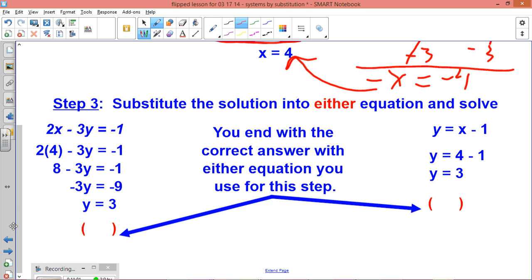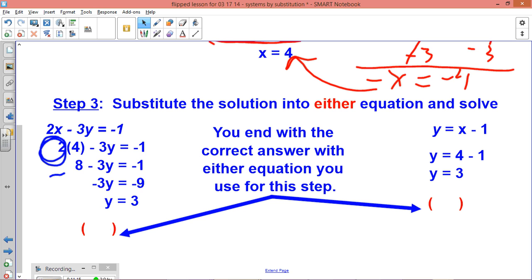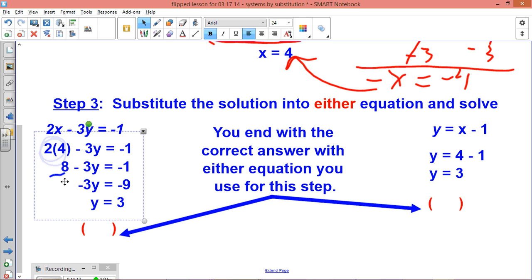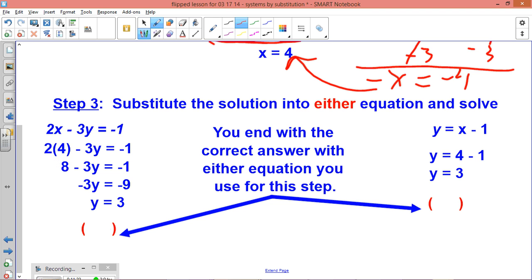So here we're going to wind up with the same answer. I'm just going to show you how you could do it on either one. If I plugged it into the first equation here, I get that 8 minus 3y equals -1. I subtract 8 from both sides. I get that -3y equals -9. Divide both sides by -3. I get that y is 3. And so I wind up with the solution 4, 3.